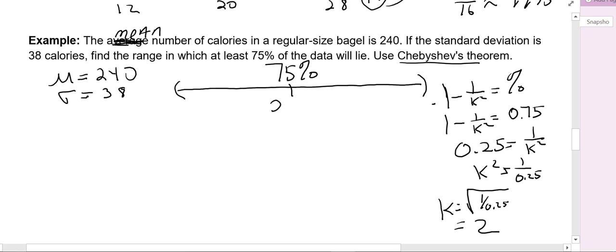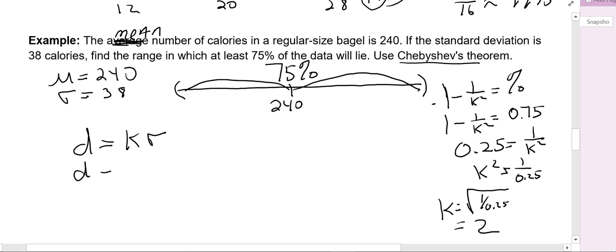Well, our mean is 240. So we need to really find the distance here to the endpoints. But again, I told you the distance is equal to k times sigma. Now I know what k is. So D is equal to 2 times sigma, and 2 times sigma is 76. So if I add 76 to this and I subtract 76 from this, I get my endpoints, or I get my interval that contains 75% of my data.